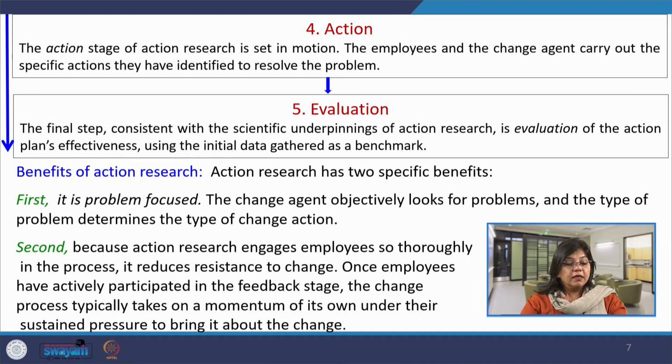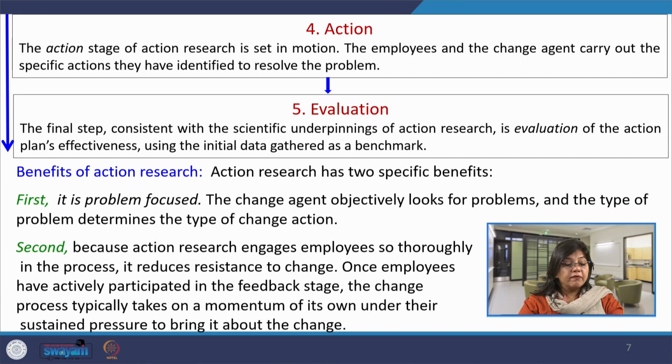The second is that because action research engages employees so thoroughly in the process, it reduces resistance to change, because employees are participating in the change process as well as in resolving the problem. So, there is reduced resistance to change, because the employees who are participating in the change process understand the significance of the change as well as the problem.